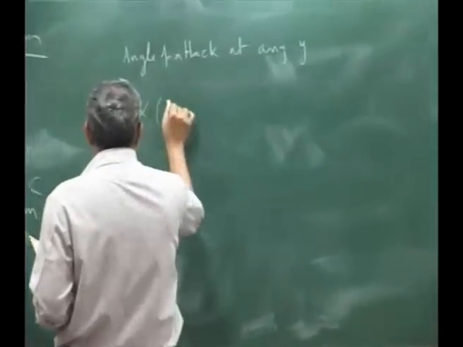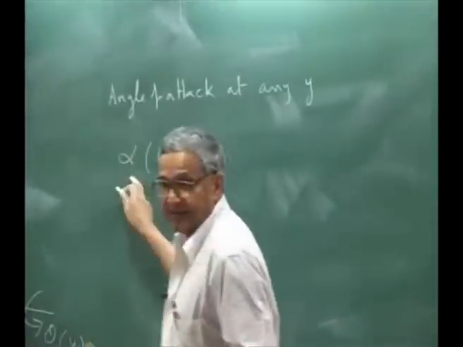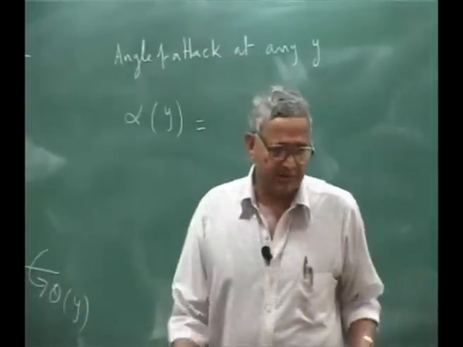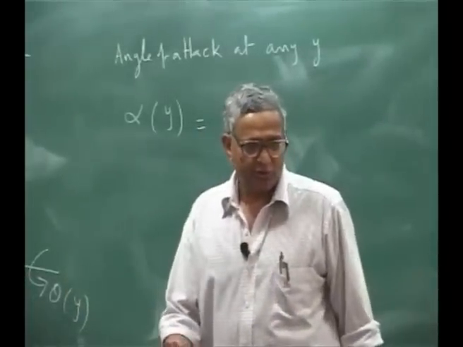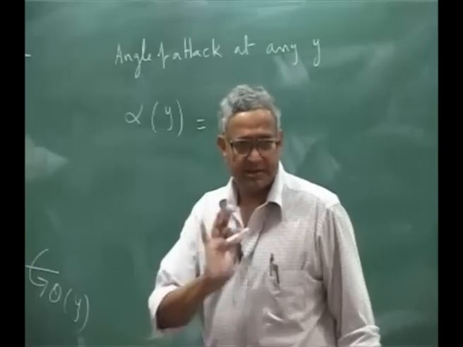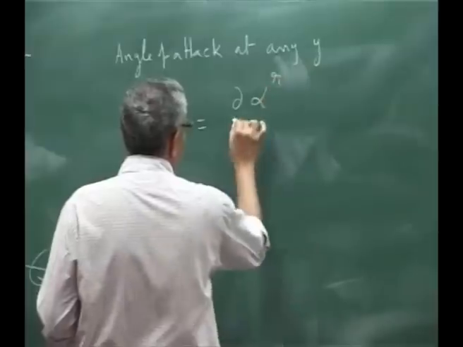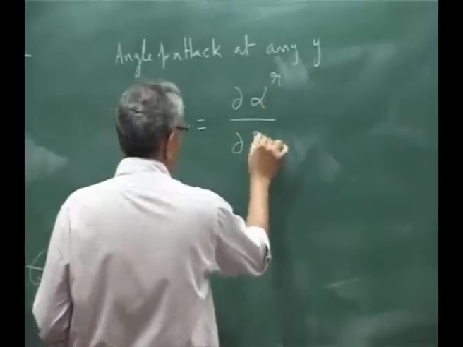I am writing alpha y is the angle of attack at any y. This will have basically three components. I am writing it as three components. One of the components can exist, need not exist. That is delta alpha rigid. Please understand, delta beta times beta.